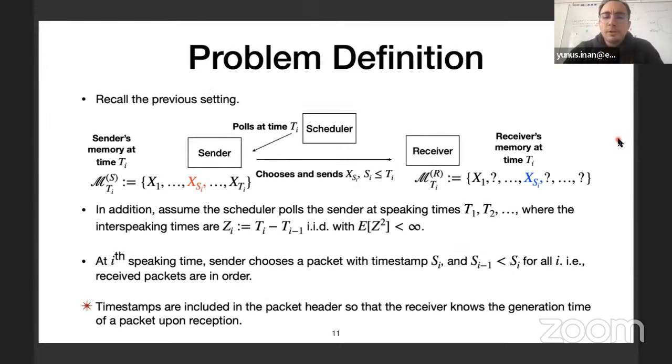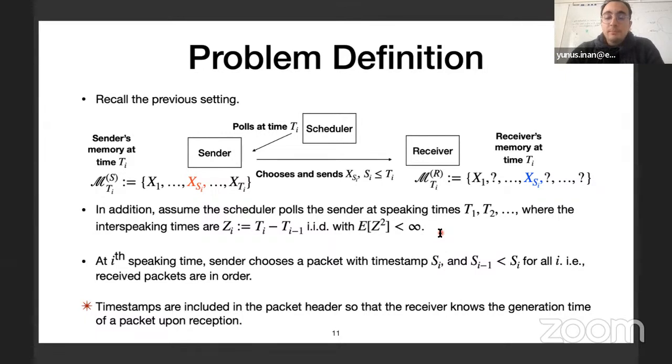So now we can move on to the problem definition. Again, we go over the same setting. Now, in addition to the previous setting, we assume that the scheduler polls the sender at speaking times, which we denote by T1, T2, etc. And the interspeaking times are IID. The interspeaking times are basically the differences between the speaking times. And we assume that the interspeaking times are square integrable, which is given by this condition.